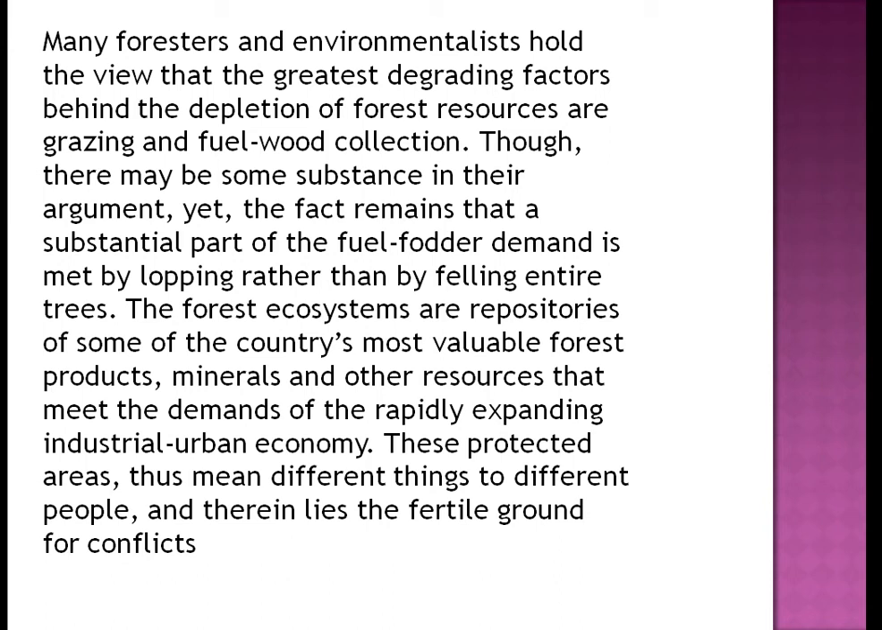The forest ecosystems are repositories of some of the country's most valuable forest products, minerals and other resources that meet the demand of the rapidly expanding industrial-urban economy. These protected areas thus mean different things to different people, and therein lies the fertile ground for conflict. So in simple words, different activities of human beings are shown here, which are the major cause for the depletion of flora and fauna, the major cause for degrading this valuable resource.